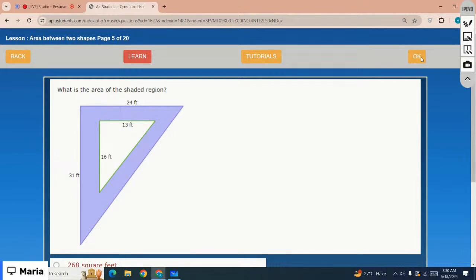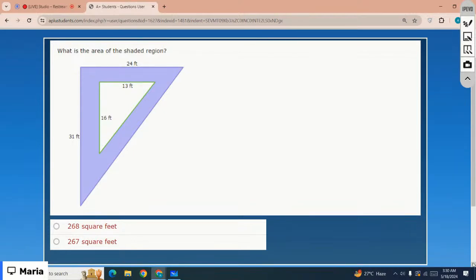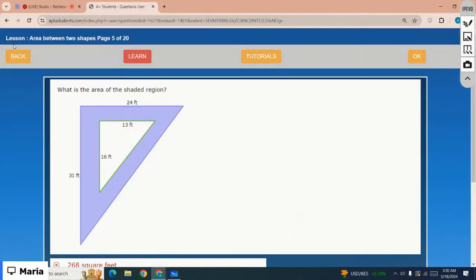What is the area of the shaded region? The correct option is 268 square feet. You can complete the lesson by yourself later today. Let me just move on to the next lesson.